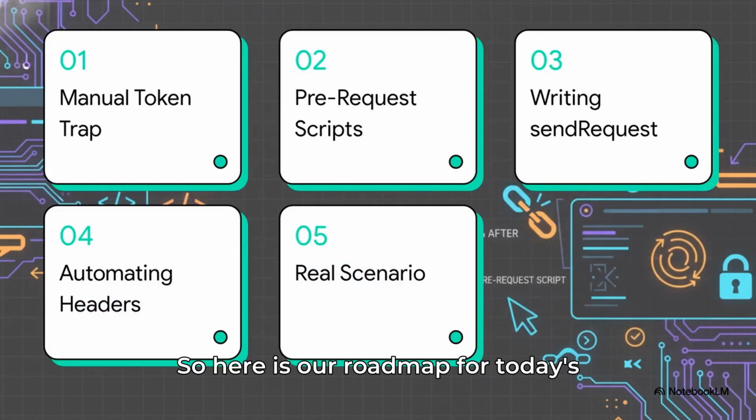So here is our roadmap for today's explainer. 1. The manual token trap. 2. What are pre-request scripts? 3. Writing the send request script. 4. Automating the authorization header. And finally, 5. A real scenario testing 10 endpoints.